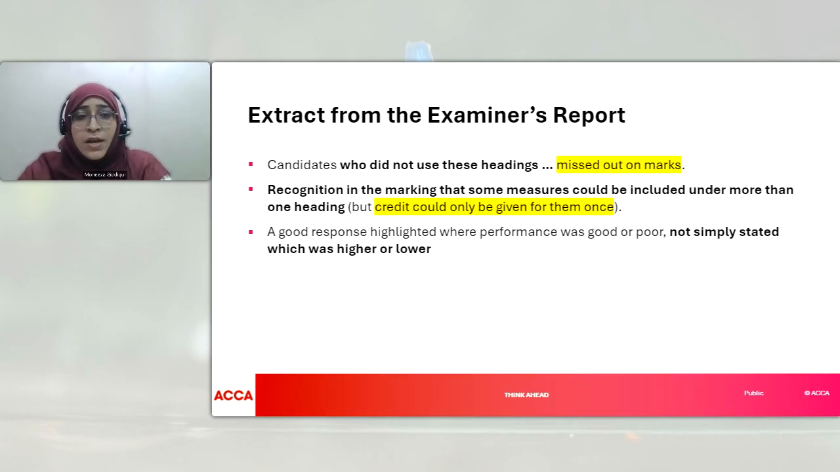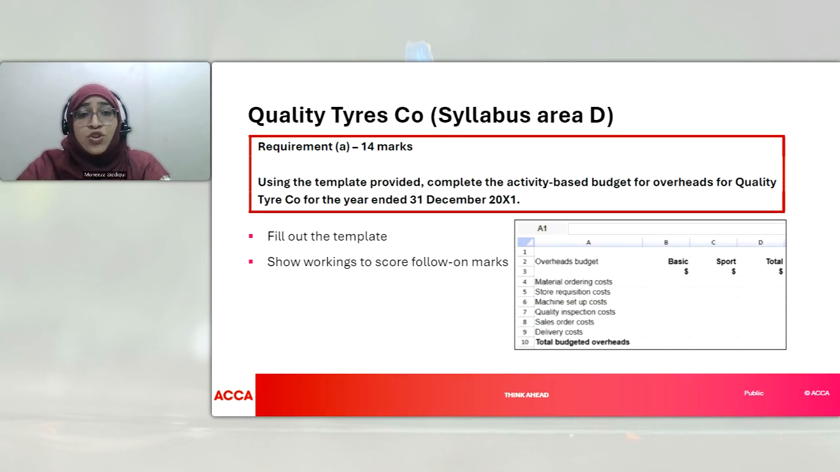Moving on, the next question that we had in these two exam sittings related to activity-based budgeting. So this is the next question, and this covers syllabus area D, which is budgeting and control. The first requirement was worth 14 marks. That's a lot of marks, right? And we had been asked to use the template provided, which, as you can see, I have given you the extract of. We had to use this template to complete the activity-based budget for overheads for the Quality Tire Company for the year ended 31st December, etc.